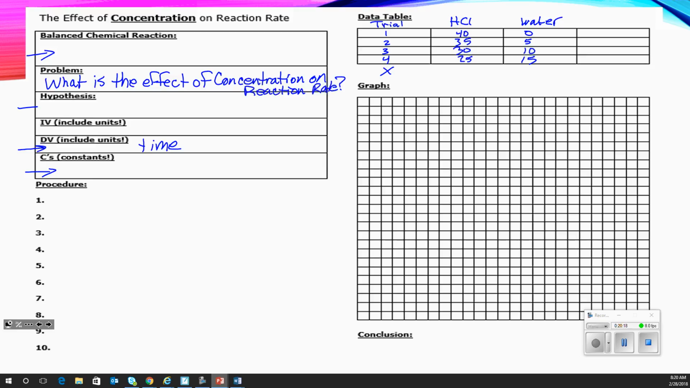All right, we okay? So how many trials are there? 4. Okay, so the last one, what am I going to be measuring? Time. So my last column here is time, and this is going to be my y-axis.